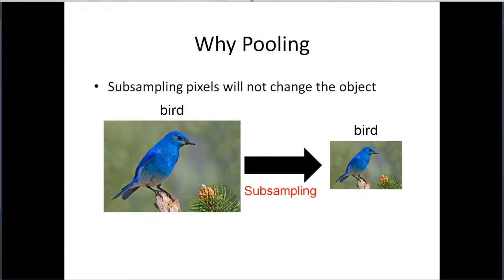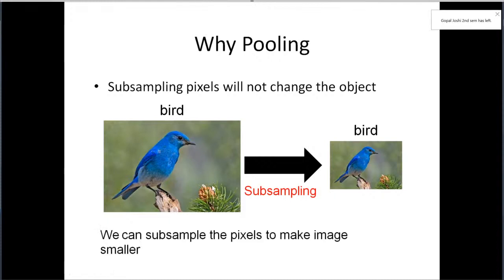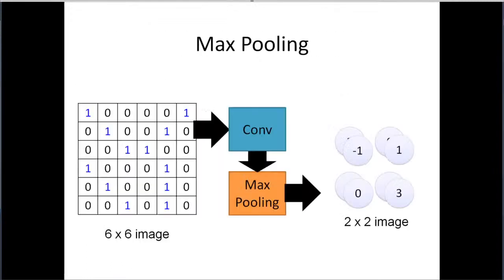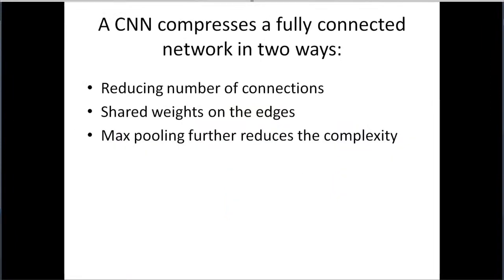So you have some samples, and I'm retaining the important features. What I'm doing is just compressing the image. That is the only thing. Principal features I'm not losing because I'm getting the maximum value. So effectively, here I'm not learning any parameter. These are the benefits: reducing the number of connections, and weight sharing is happening, because this is like the parameter sharing concept. And max pooling further reduces the complexity because effectively I'm reducing the size of the image by half.